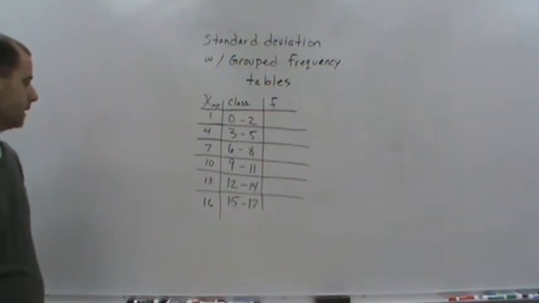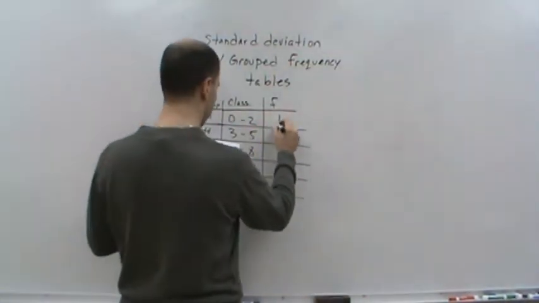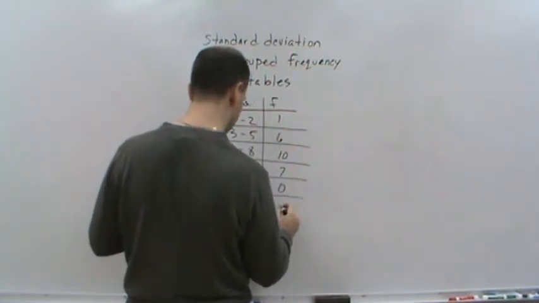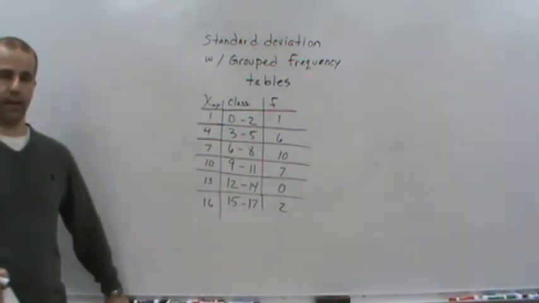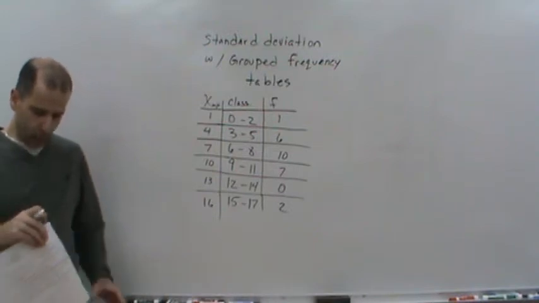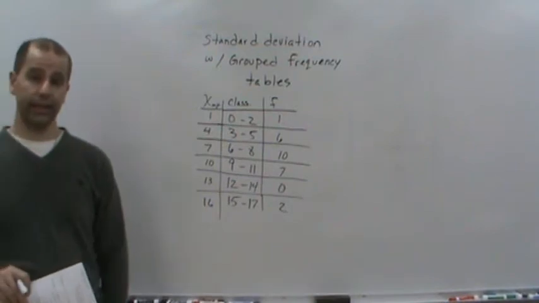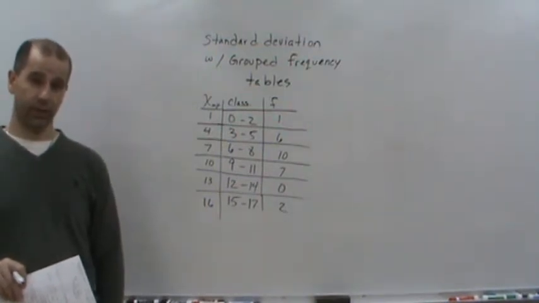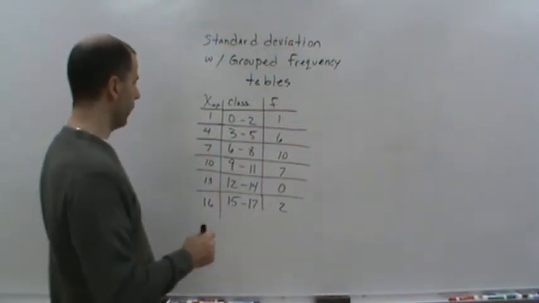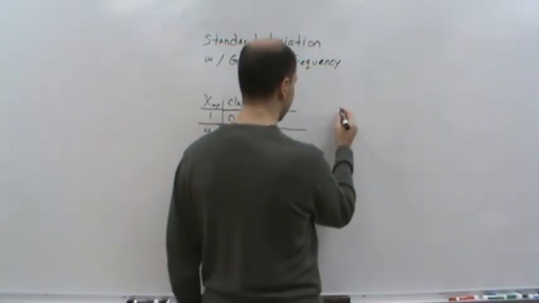Okay? So now that I've got the midpoints, the frequencies are here: 1, 6, 10, 7, 0, and 2. Okay, so let's say this is the setup now. So now what I'm going to do is use the formula for calculating the standard deviation of a frequency distribution, a grouped frequency distribution. Okay, so the way you do it is you're going to use the midpoints in the calculation.